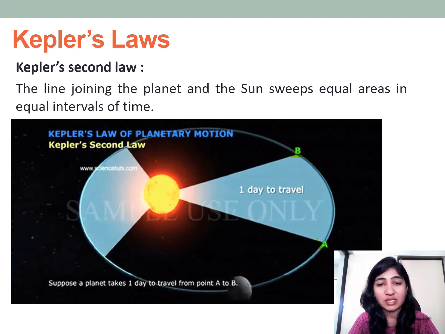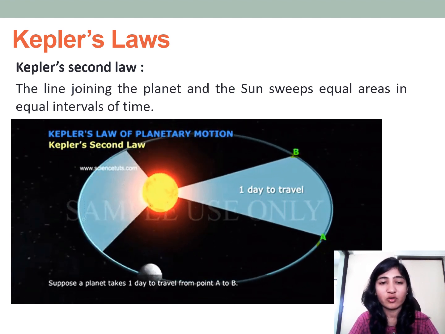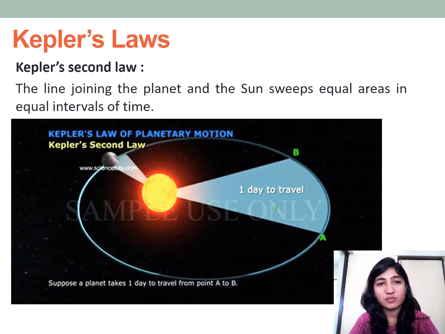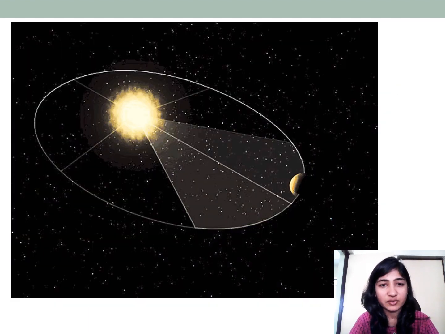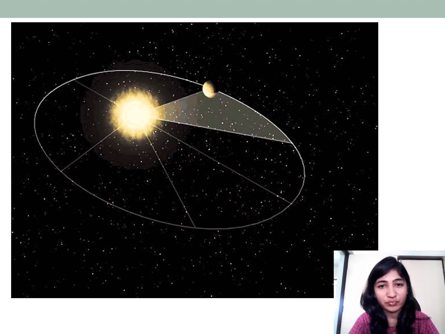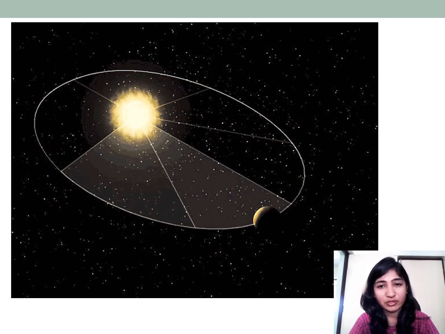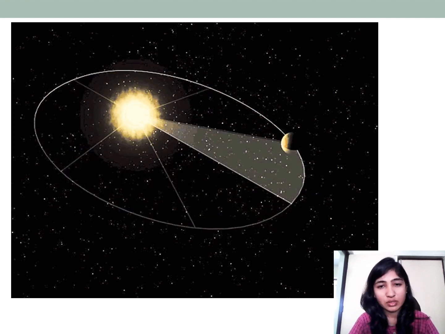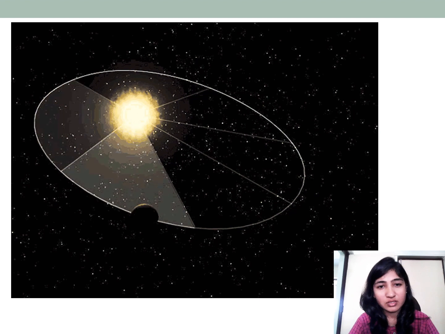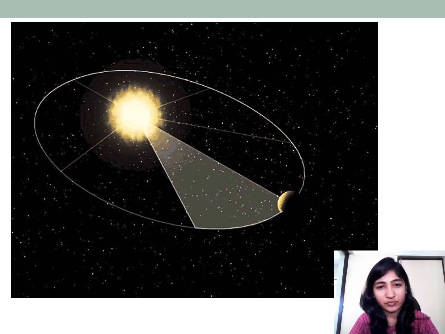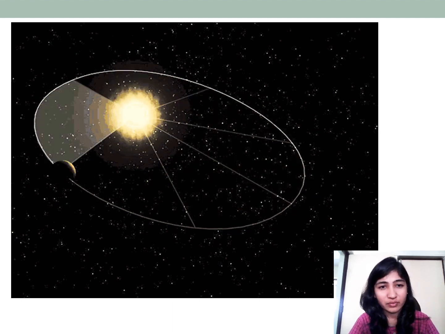So it sweeps equal areas in equal intervals of time. If we check the intervals of time, in the same time it sweeps equal areas. We can see the next animation to understand this. Look at the different positions of the planet and the different lines given, and the area is shown in a different, whitish color.